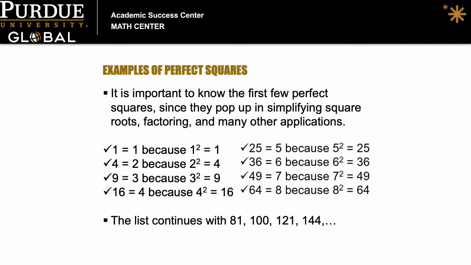We have a list here of the first few perfect squares. One is unusual because it is its own square root. The square root of 4 is equal to 2, because 2 squared, or 2 times 2, equals 4. The square root of 9 equals 3, because 3 squared, or 3 times 3, equals 9. You can see the rest on this list. Look for multiples of these numbers when you are asked to simplify square roots.